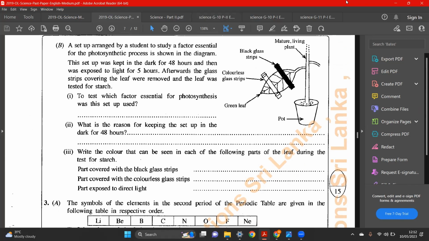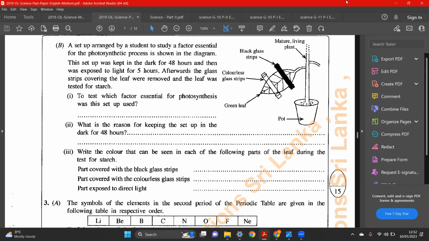So this particular plant, they've kept it in the dark for 48 hours, then take it outside and keep it. But when they keep it outside, they cover one area with a black paper and the other area with a colorless paper. Okay, so what are we testing for in this particular setup? We are testing for how light affects photosynthesis. That's why we're keeping it in the light, in the dark, and then bringing out into the light.